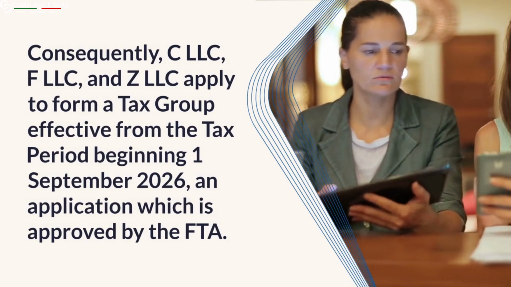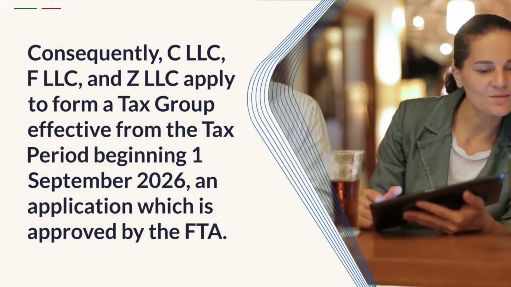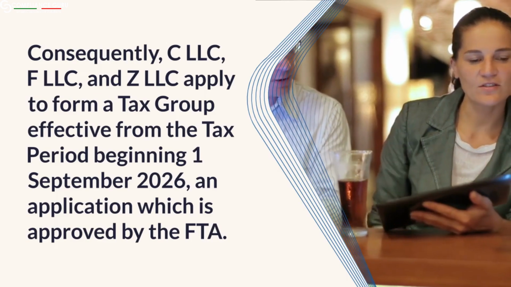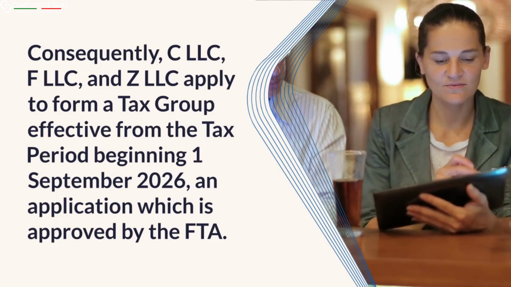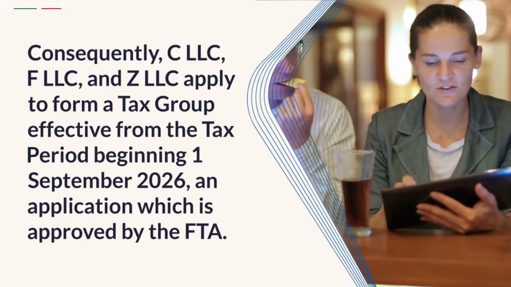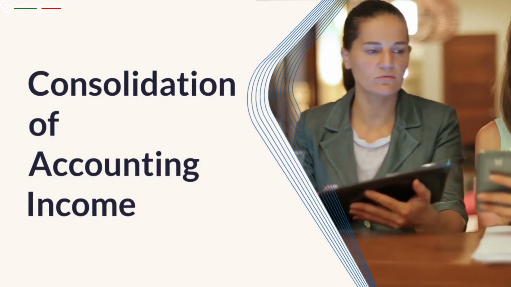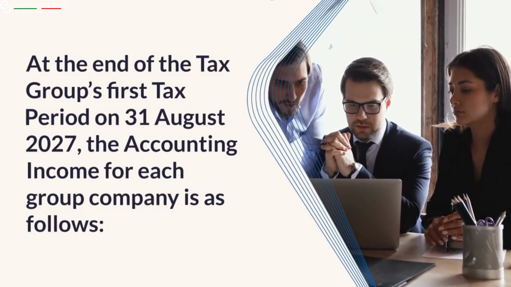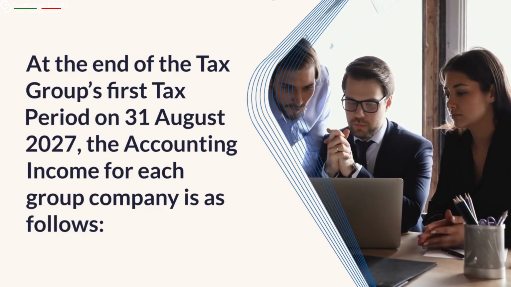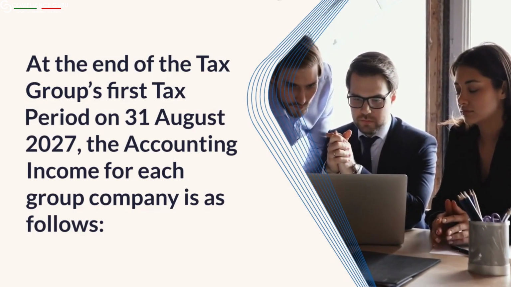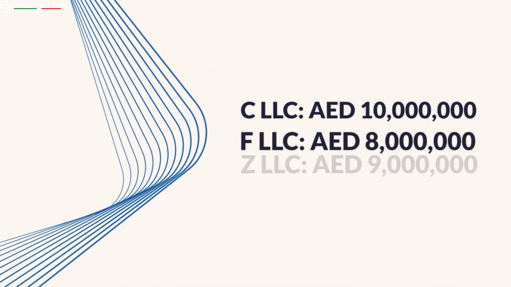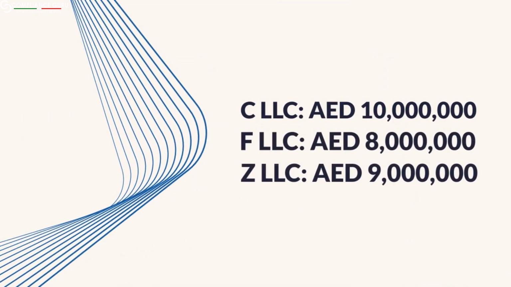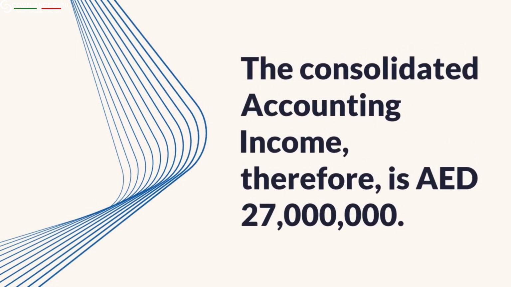Consequently, C LLC, F LLC, and Z LLC apply to form a tax group effective from the tax period beginning 1st September 2026, an application which is approved by the FTA. Consolidation of accounting income. At the end of the tax group's first tax period on 31st August 2027, the accounting income for each group company is as follows. C LLC, AED 10 million. F LLC, AED 8 million. Z LLC, AED 9 million. The consolidated accounting income, therefore, is AED 27 million.